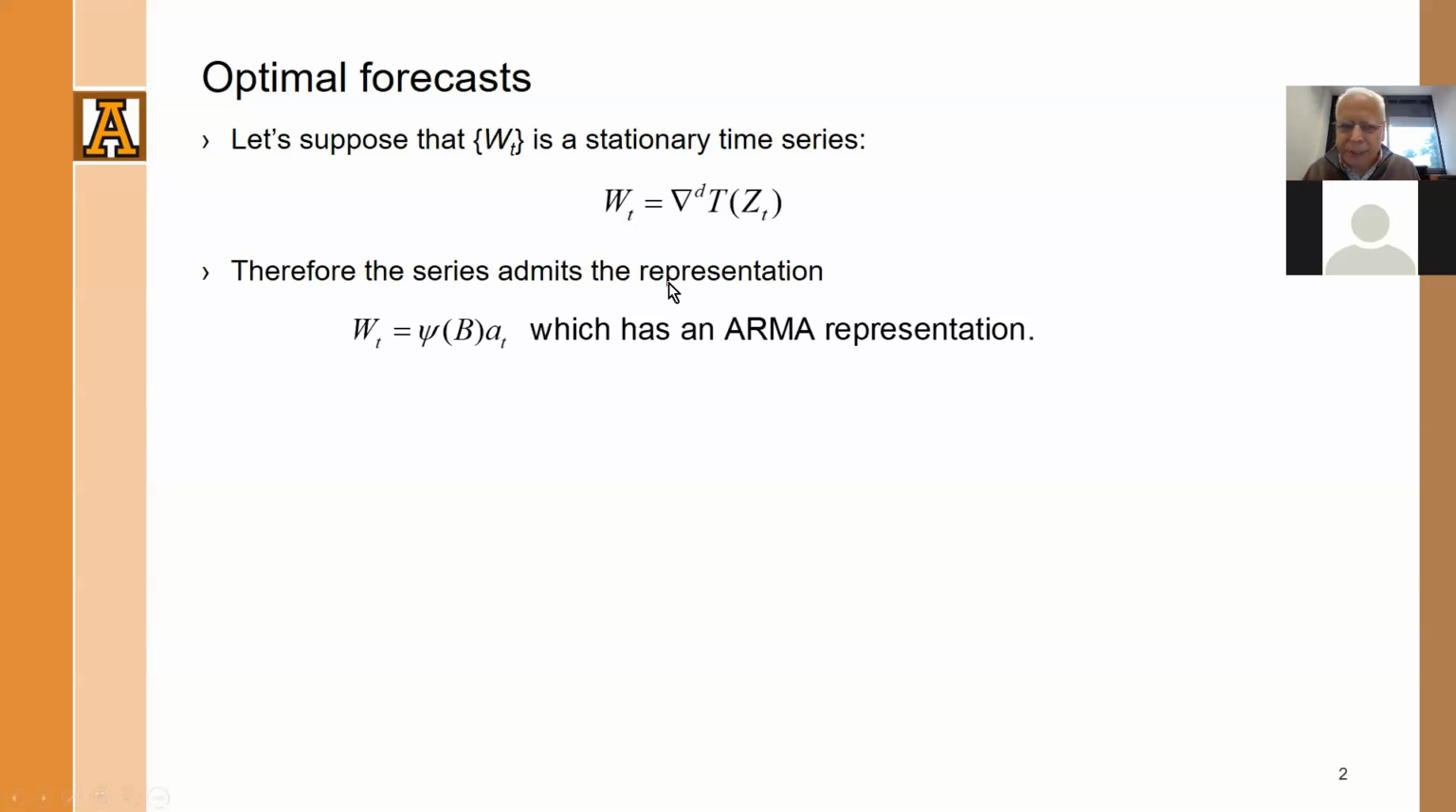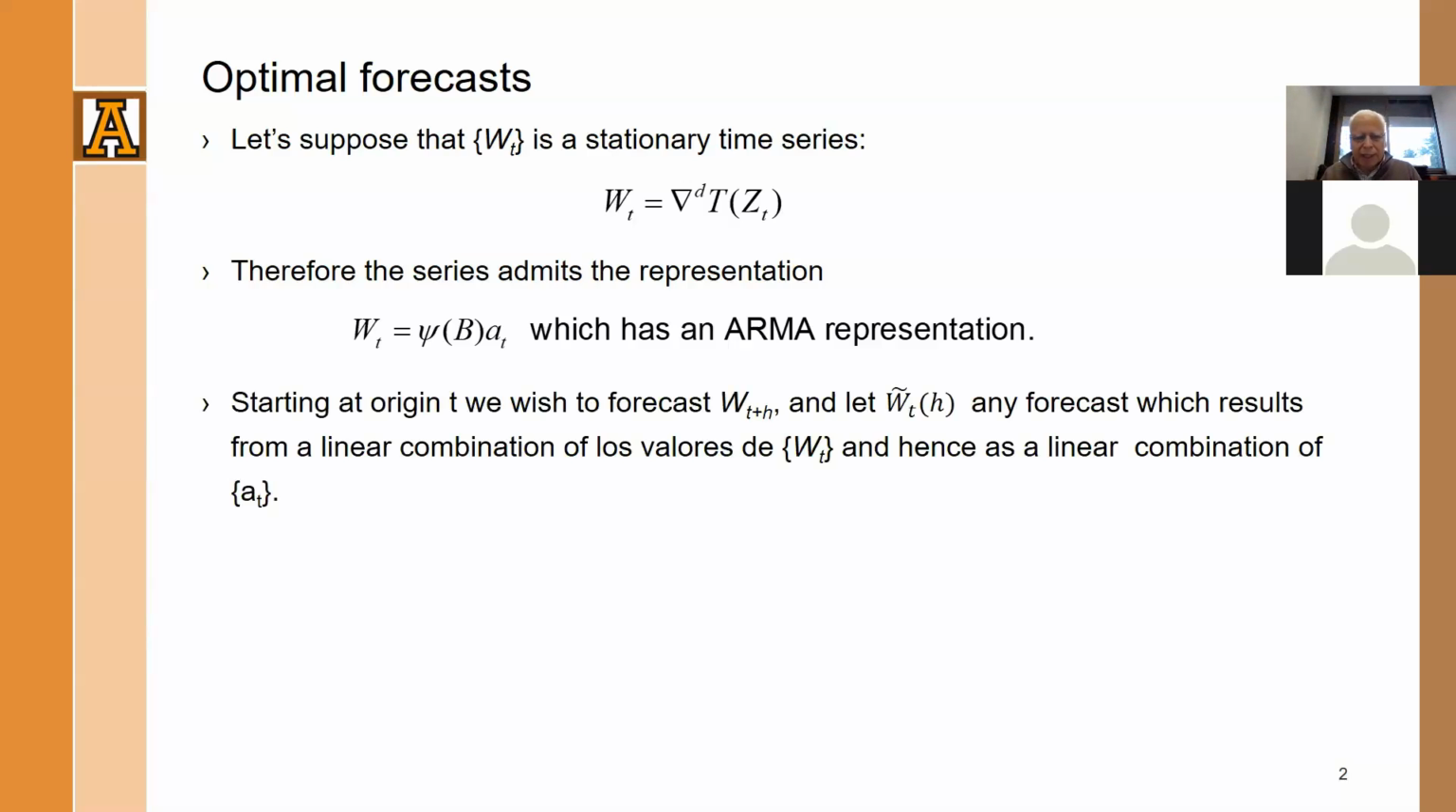If it's a stationary time series, then we've seen, when we talked about stationary time series, that we can represent the series as a linear combination of some weights that we call psi 0, which is 1, psi 1, psi 2, psi 3, multiplying a at t minus 1, a at t minus 2, a at t minus 3. So it's a linear combination of random shocks, essentially. That representation is possible because of stationarity.